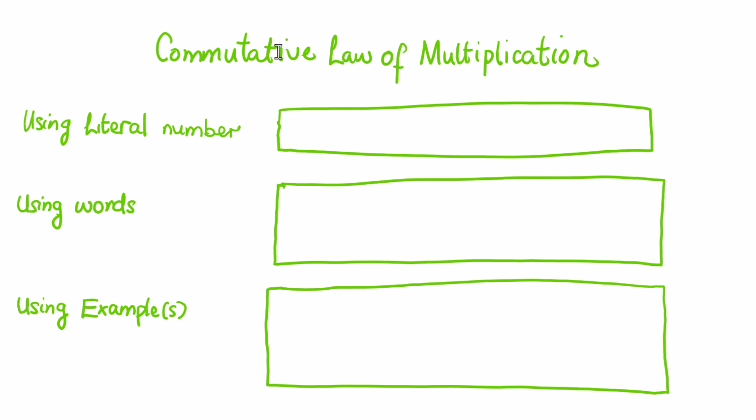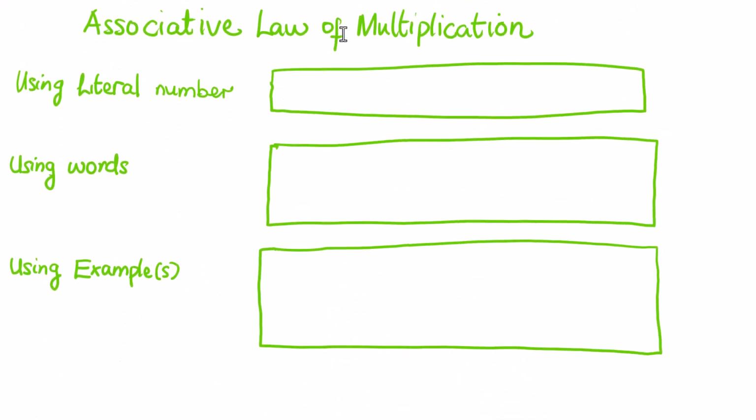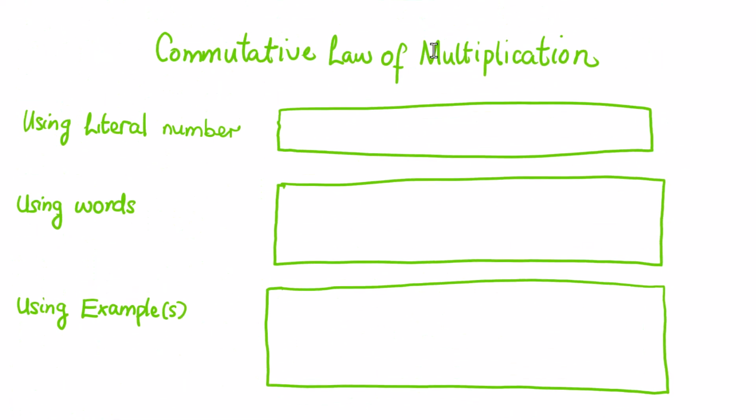In this video, we're going to look at two laws of multiplication. First is the commutative law of multiplication, and the other is the associative law of multiplication. Now, looking at the commutative law of multiplication, using literal numbers, it states here that A multiplied by B is equal to B multiplied by A.